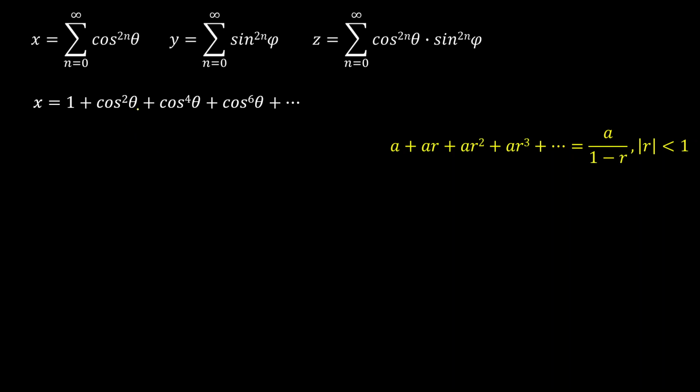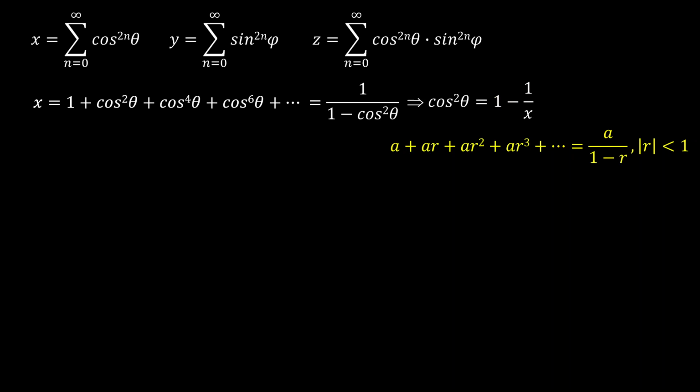Here, if theta is lying between 0 and pi by 2, then the value of cos theta is also lying between 0 and 1, which means the magnitude of the common ratio is less than 1. So the sum of this GP is 1 over 1 minus cos square theta. Now, from x equal to 1 over 1 minus cos square theta, we can find the expression of cos square theta in terms of x, and this is: cos square theta is 1 minus 1 over x.